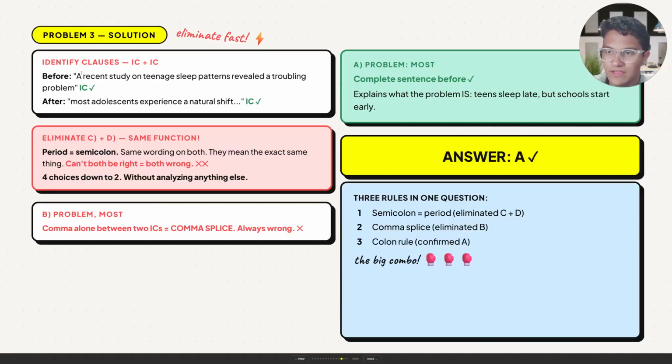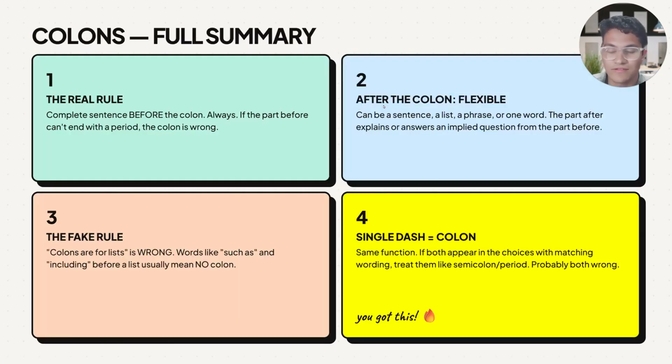A quick look at the summary. You have an independent clause first half and an independent clause second half, which means B is already wrong since the comma is too weak. C and D have the exact same function, which means A is the only option that is correct left. Also, through process of elimination, and also because it expands and explains on what the problem was. Once again, you need a complete sentence before the colon. If not, you can't use it.